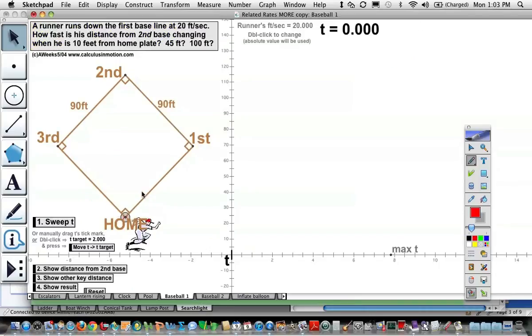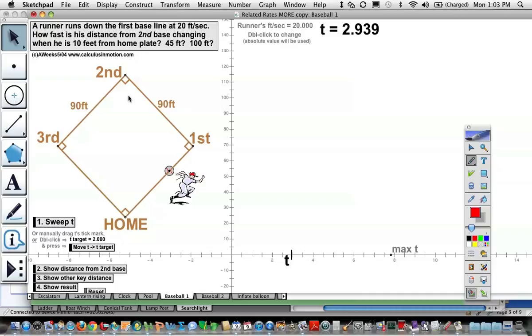Here's a baseball example. A runner runs down the first base line at 20 feet per second. How fast is his distance from second base changing when he's 10 feet from home plate, or 45 feet, or 100 feet? Okay? So here he goes. Now, we didn't label this, but if this was X right here, then X prime would be the 20 feet per second. That's how fast he's running right down. So that would be the rate of change of this length right here.